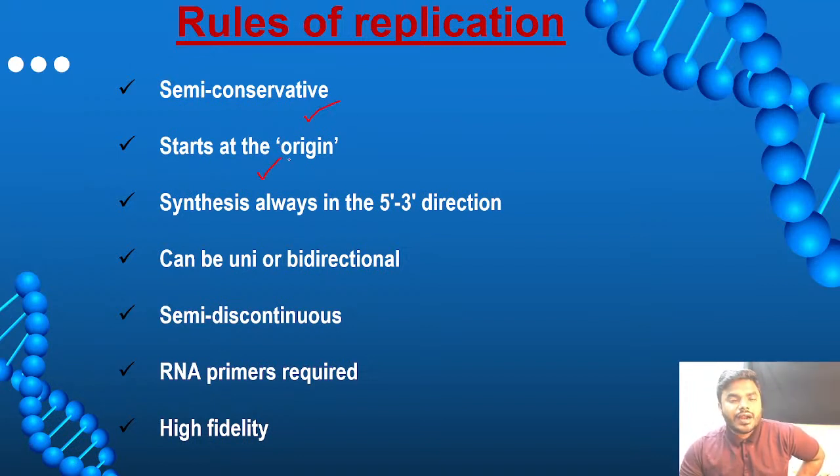The rules are: semi-conservative, start at the origin. The synthesis of a new strand always takes place in the 5 prime to 3 prime direction. It can be unidirectional or bidirectional, followed by semi-discontinuous. RNA primers are required, and high fidelity.